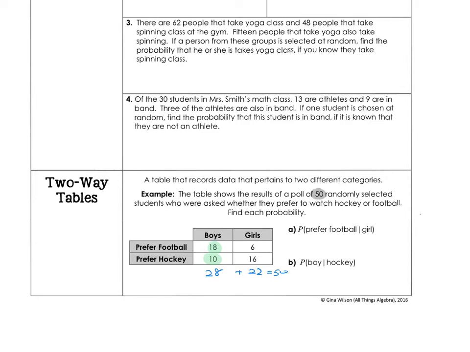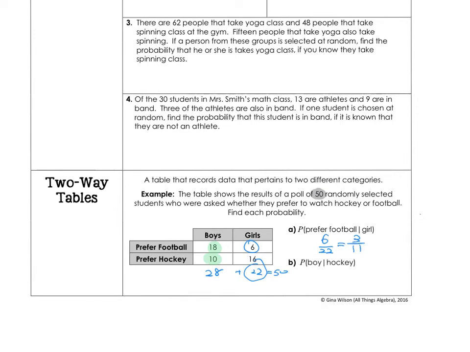Now, in order to calculate the probability, I want to see the probability of those who preferred football, given that I already know that they're girls. So like I said, there are 22 girls in total. So my denominator is 22. And how many of them like football? It's 6, right? So it's 6 out of 22 girls who like football. So that's 3 over 11.